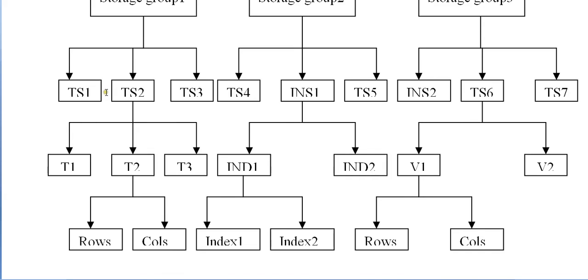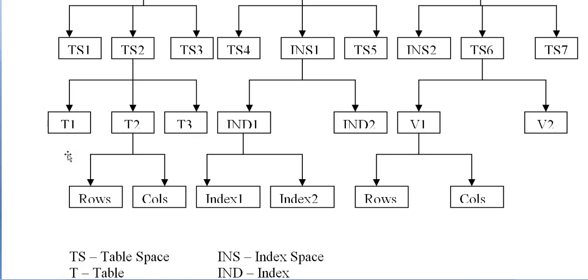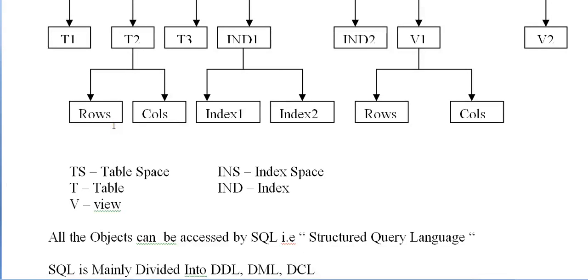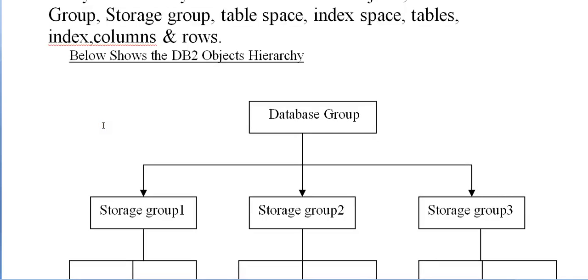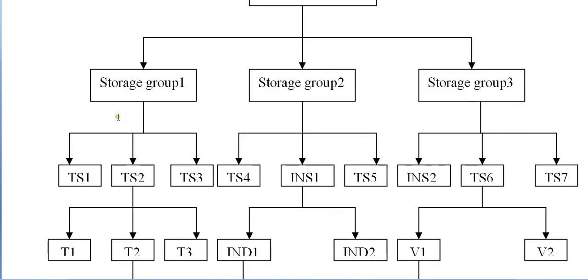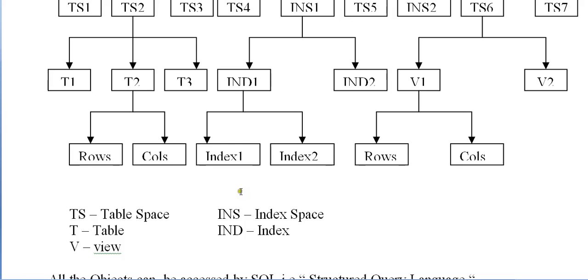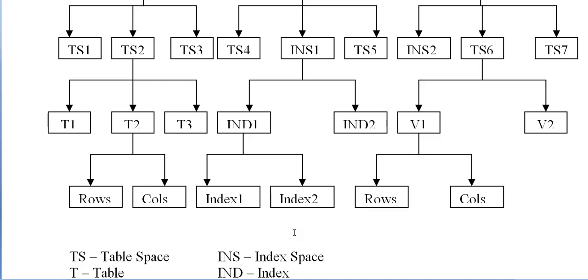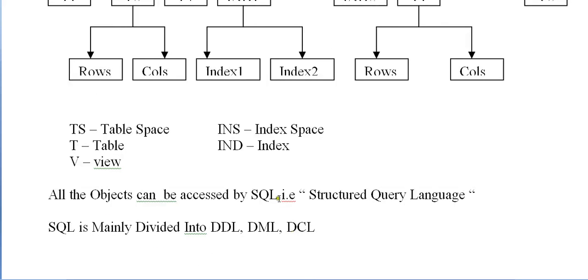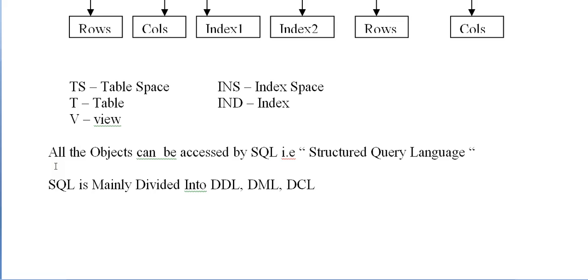Storage groups, table space, index space, tables, rows, and columns. This would be the hierarchy of any database group, especially for DB2. TS stands for table space, TB stands for table, IS stands for index space, and IX stands for index, right? V stands for views. All the objects can be accessed by SQL, same like Sybase, MySQL, and everything. SQL is structured query language.